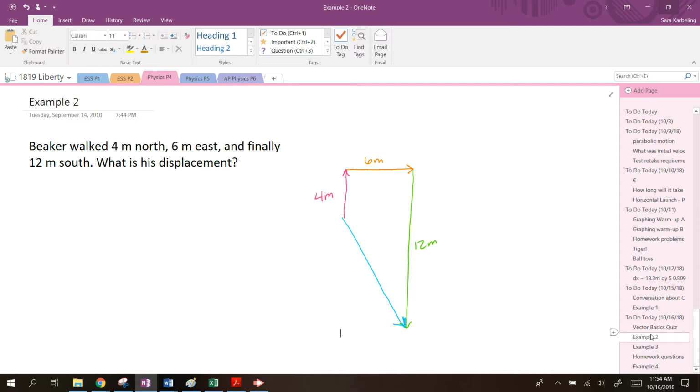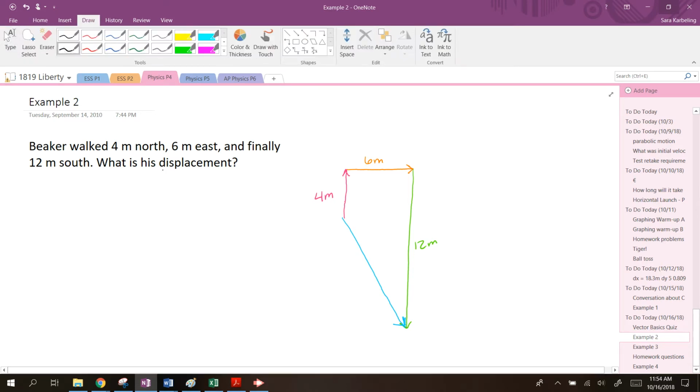Yes, this is going to be on the quiz that you do at the end of this week or early next week. Beaker walked 4 meters north, 6 meters east, and finally 12 meters south. What was his displacement? Again, what this means is if I start off at the same place, this is the starting line, and I don't want to walk this long distance, where could I walk one direct path to find him?